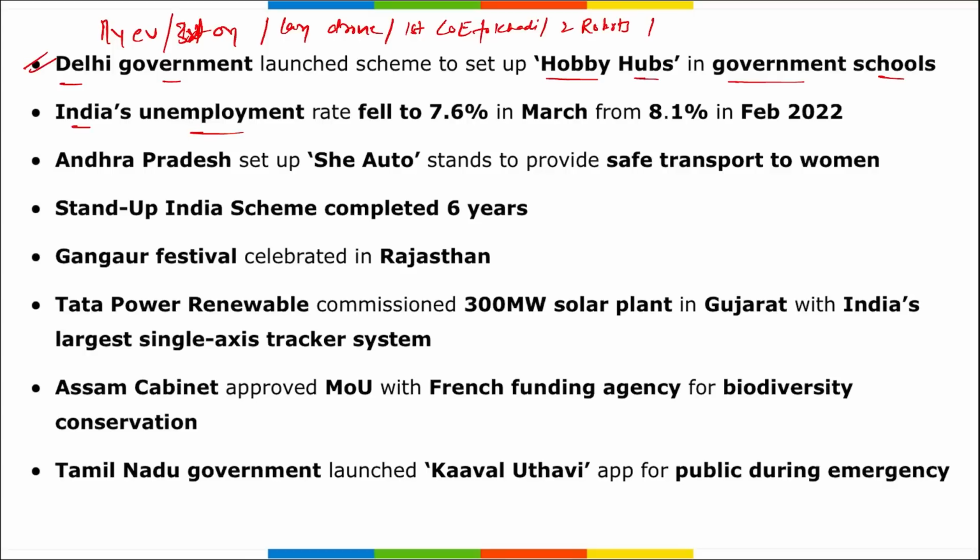Then India's unemployment rate for March was 7.6% from 8.1% in Feb 2022. You can avoid this right now because it keeps on changing on a monthly basis. So Andhra Pradesh has set up she auto stands to provide safe transport to women. So she auto, this was launched by whom? It was by Andhra Pradesh.